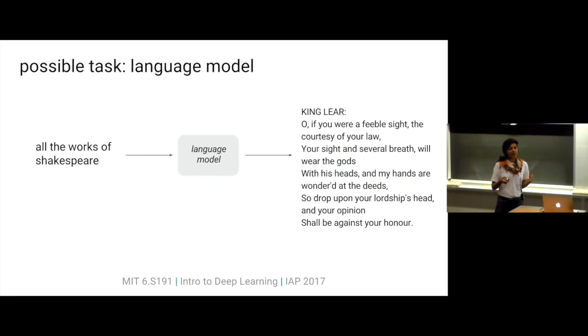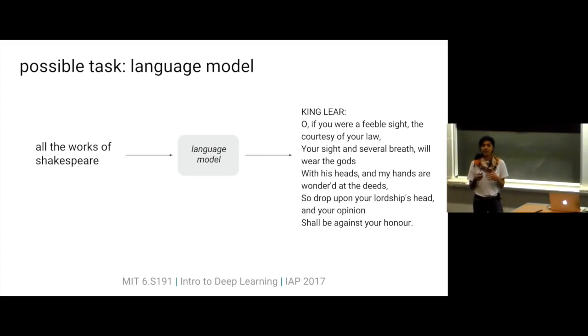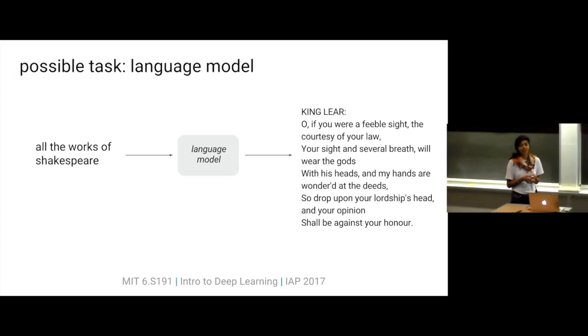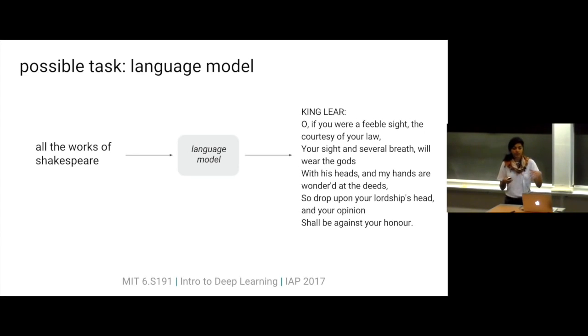OK, so now I just want to go through some possible tasks that you can formulate with your recurrent neural network and how you would architect the network to perform these tasks. So one common thing that's done with recurrent neural networks is what's called a language model. And what you do here is you take text in some language, like English or French, or even a specific subset of English, like all the works of Shakespeare. And you train a recurrent neural network to model that language.